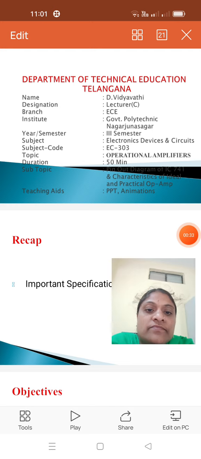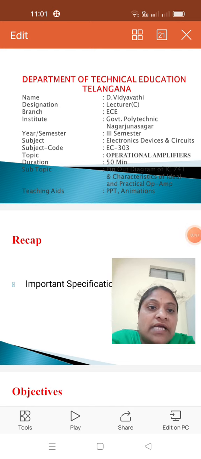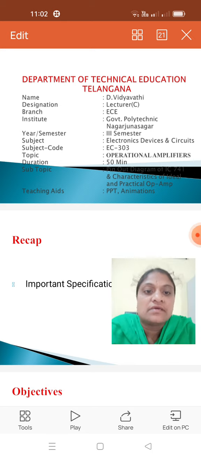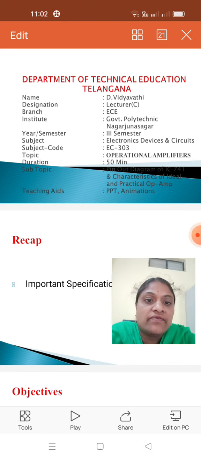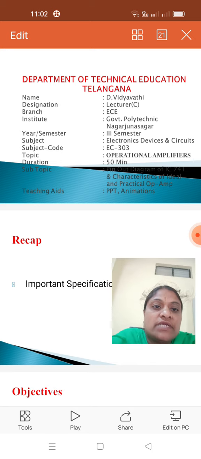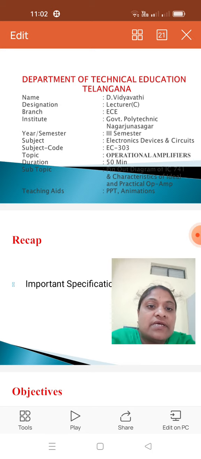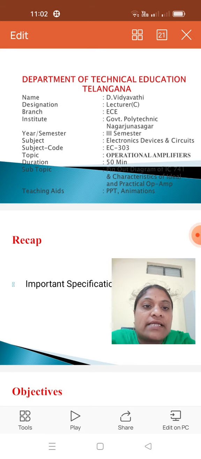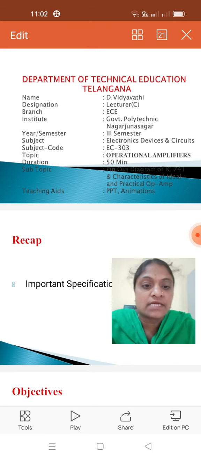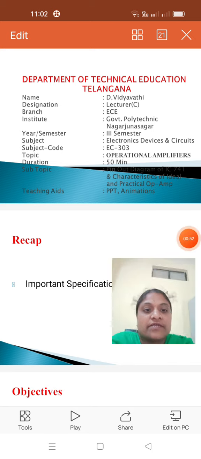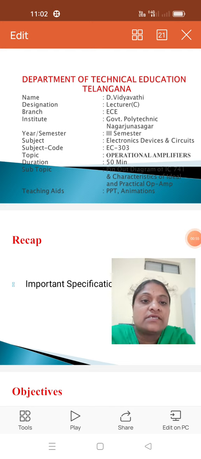Good morning. Today our new class is pinout diagram of IC 741 and characteristics of ideal and practical op-amp. So pinout diagram of IC 741 and another topic is characteristics of ideal and practical operational amplifier. These two topics we will discuss one by one in today's class.